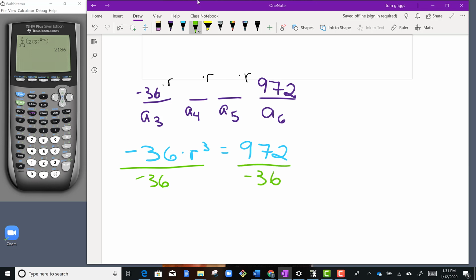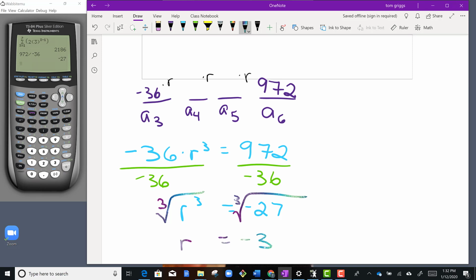Divide both sides by negative 36. I don't know that off the top of my head. We get negative 27, but I do know negative 27 is a perfect cube. Remember, if you don't know that, math number 4, but the cube root of negative 27 is negative 3. So that's our common ratio.